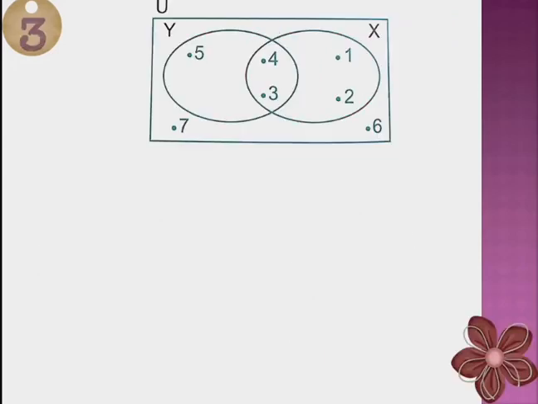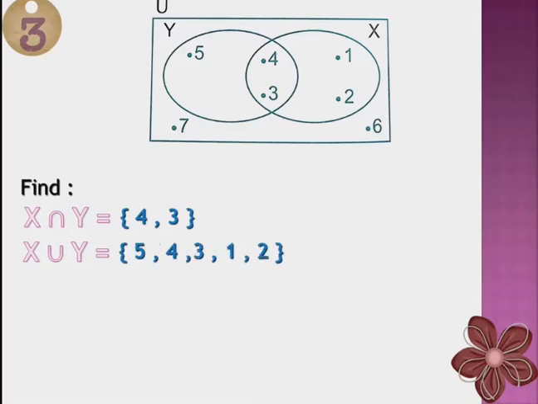Now, look at the opposite Venn diagram. In this Venn diagram, you have three sets: the universal set, the set x, and the set y. In the first question, you need to find x intersect y. X intersect y means the common elements between x and y, which are 3 and 4. What about x union y? X union y means all the elements in x and y. So, open braces and write all the elements in x and y, which are 1, 2, 3, 4, and 5.